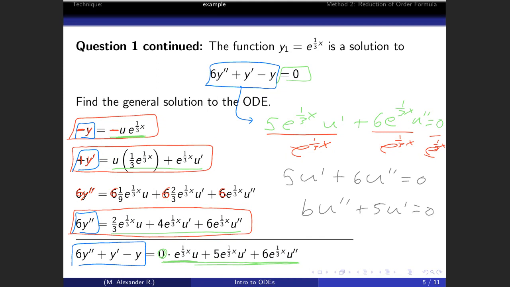And so we get this. So 6u double prime plus 5u prime is equal to 0. So this is a 6 here. And also we want to get the u double prime just by itself, and so we are going to write this down as follows. We're going to get u double prime plus 5 over 6 u prime is equal to 0. All right, so that's the equation that we have now.